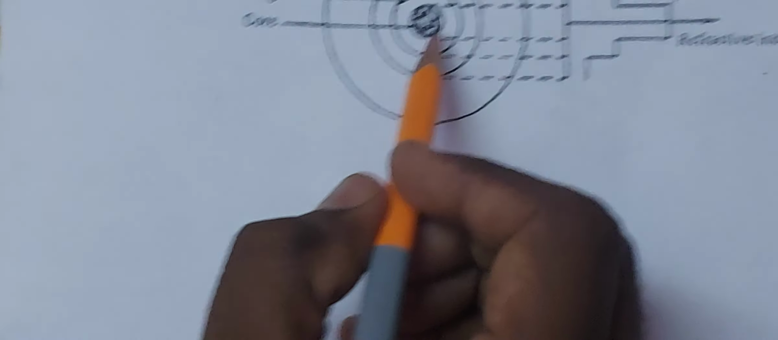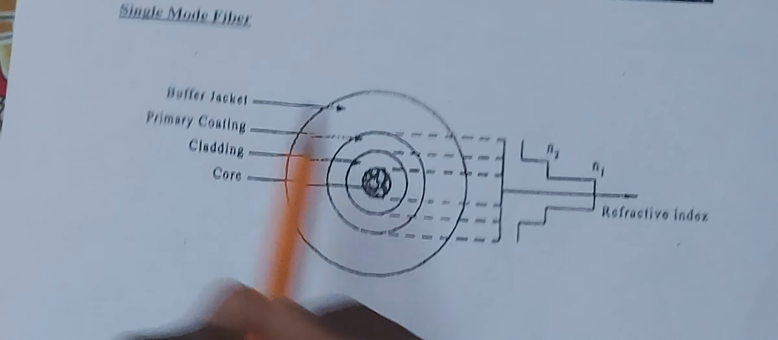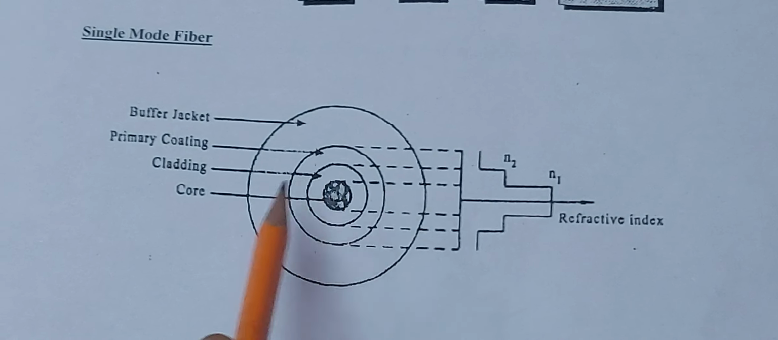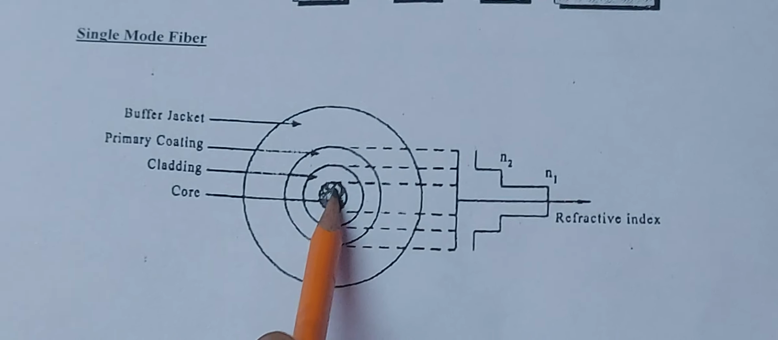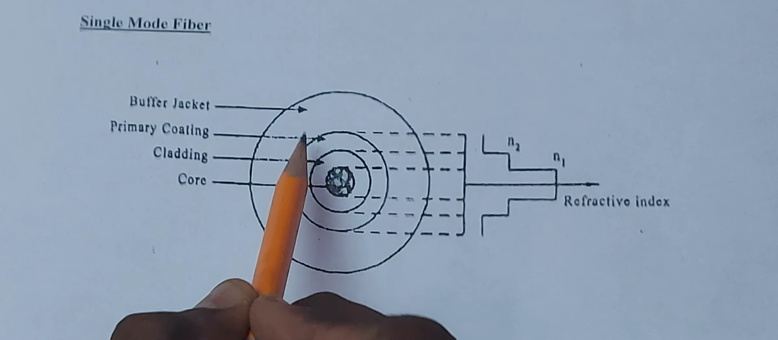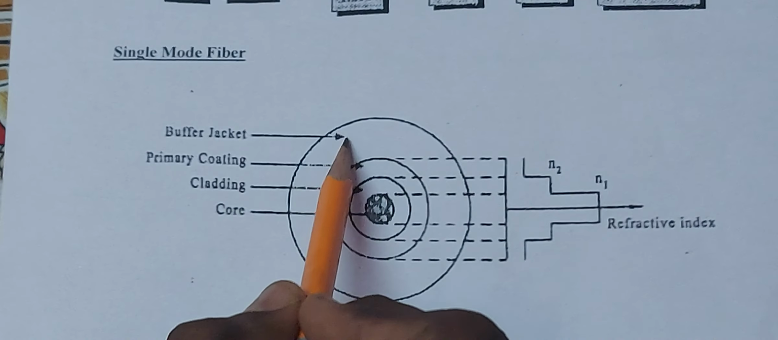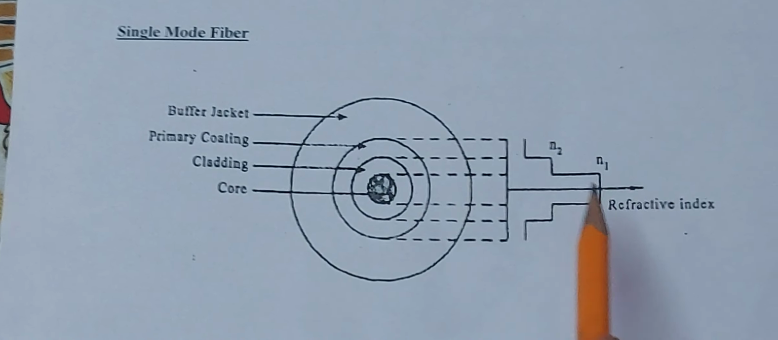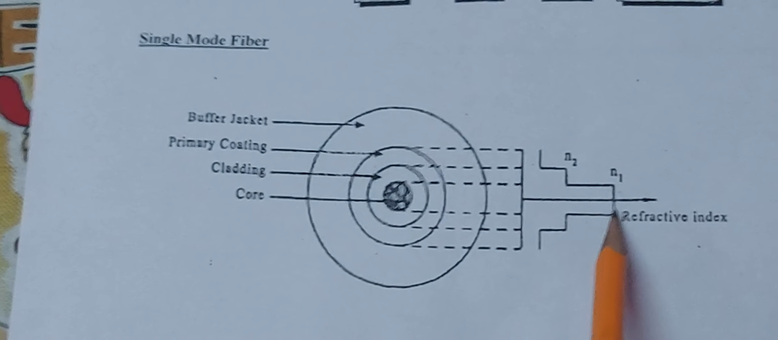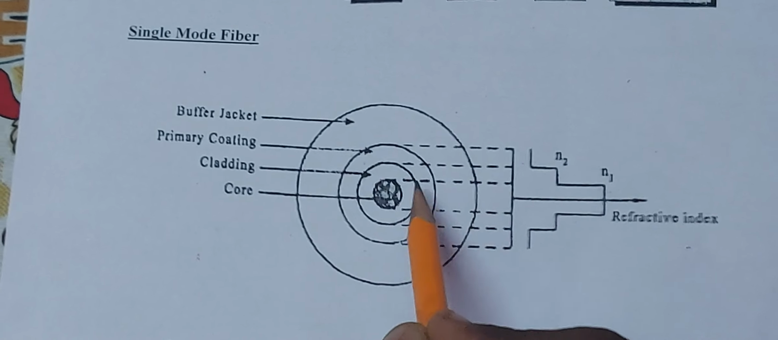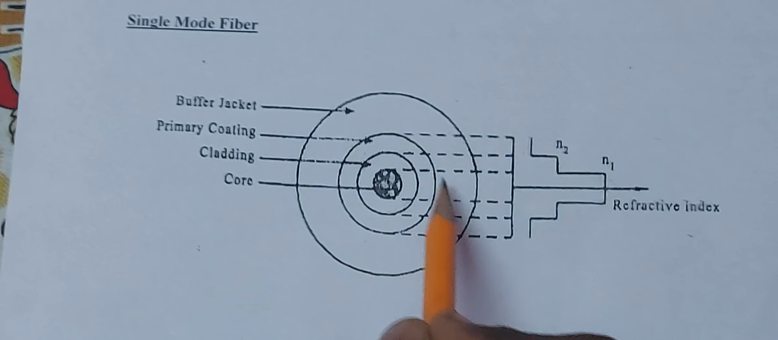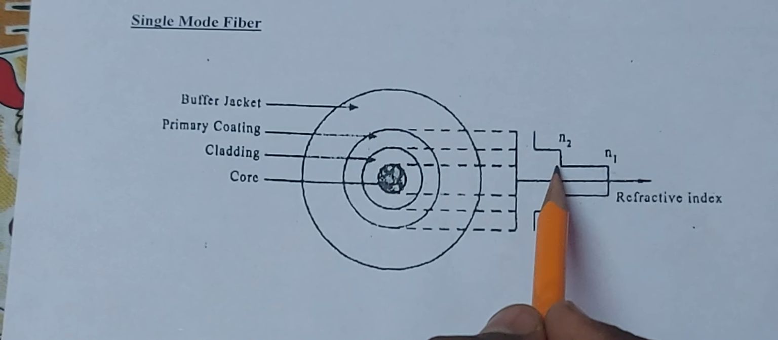So here is the pictorial representation of single mode fiber. Look at the center dot in black color, it is the diameter. This is the core followed by the cladding. Another one is the primary coating, the outer jacket, or we can say the buffer. Here we look at the refractive index of the core. The core is very small when compared to the cladding. Here is the cladding, and its diameter is very large.